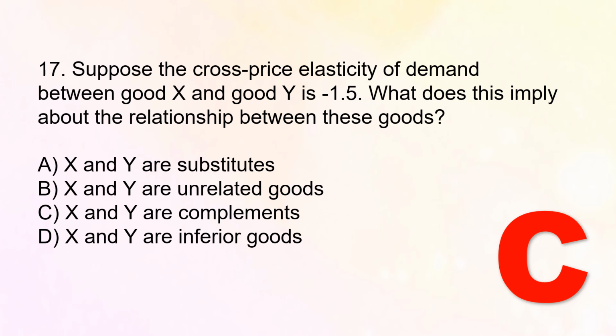Letter C is correct because a negative cross price elasticity means that as the price of Y increases, the demand of X decreases, indicating complementary goods. Again, X and Y are complements. Now, letter A is incorrect because substitutes have a positive cross price elasticity. Letter B is incorrect because unrelated goods have a cross price elasticity close to zero. Letter D is incorrect because inferior goods are determined by income elasticity, not cross price elasticity.